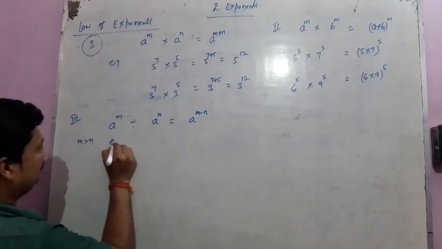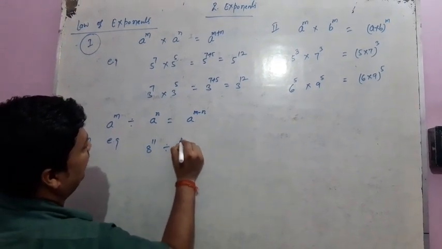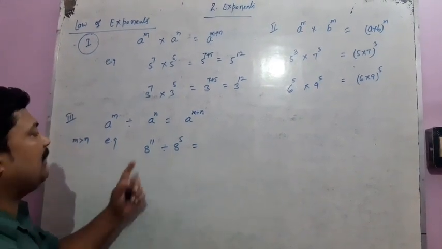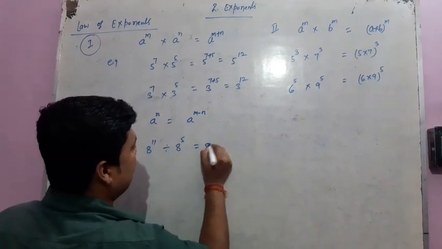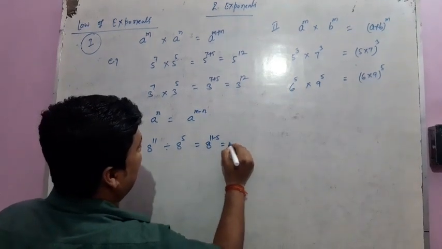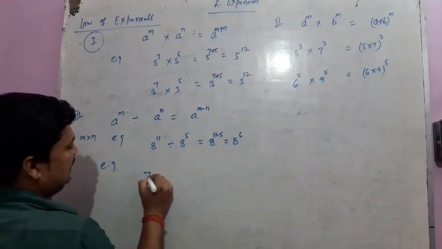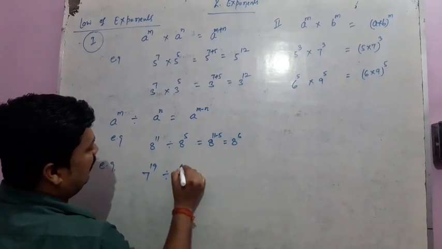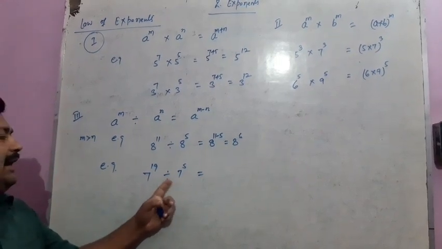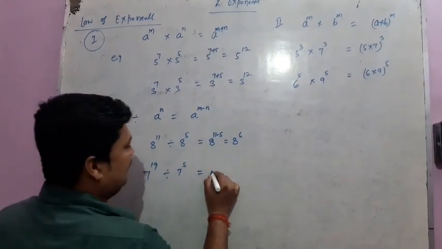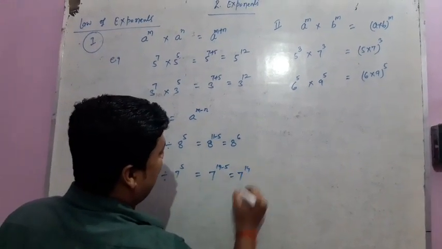For example, 8 to the power 11 divided by 8 to the power 5. Both numbers have the same base and they are in division, so we subtract their exponents. 11 minus 5, that will be 8 to the power 6. One more example here. 7 to the power 19 divided by 7 to the power 5. Both numbers have the same base and they are in division, so we subtract their exponents. 7 to the power 19 minus 5, that is 7 to the power 14.